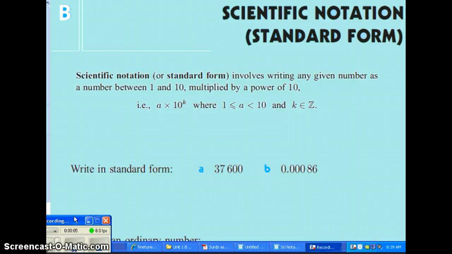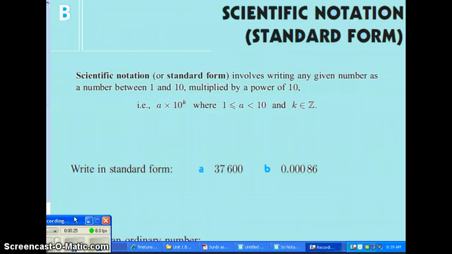Scientific notation in international language is just called standard form. We don't call it scientific notation form, it's called standard form. We have expanded form, which we'll talk about also. But scientific notation or standard form.